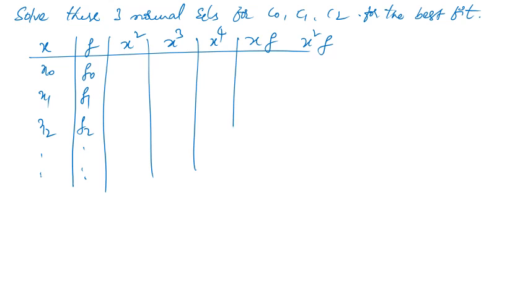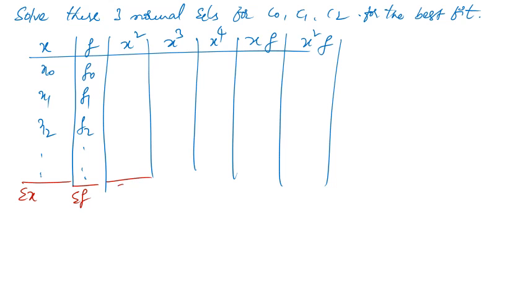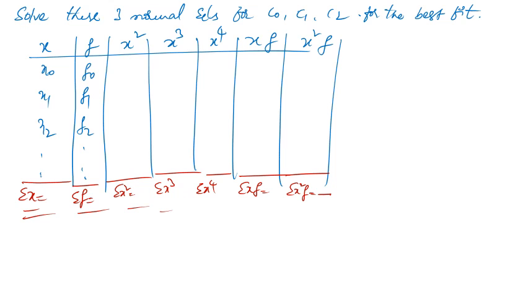So compute all these values from the table and find sigma x, sigma f, sigma x square, taking the sum of all these, sigma x power 4, sigma x f value, and sigma x square f value. Find all these values and substitute them in the normal equations to get c0, c1, c2. Okay, now take one problem in the discrete case.